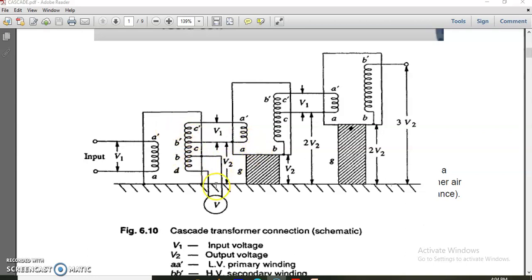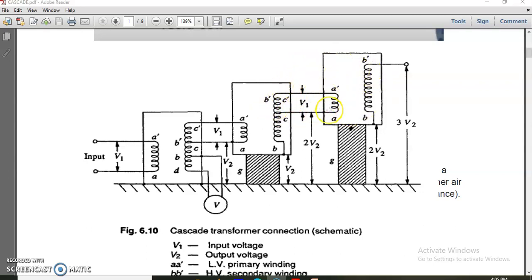So okay, this is the meter reading we are taking out, and here the voltage we are getting is V2. In a similar manner, the second transformer is kept on the ground, and it is connected to the third unit, the third transformer. Whatever output we get from the second acts as input to the third.